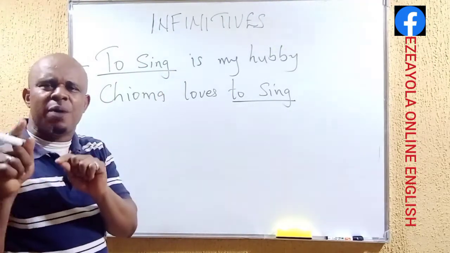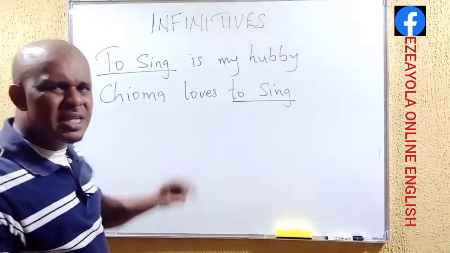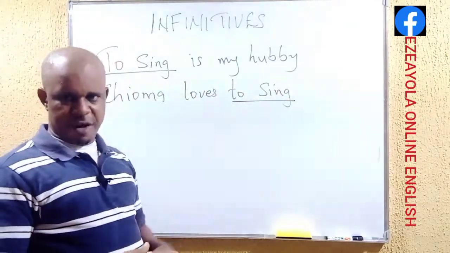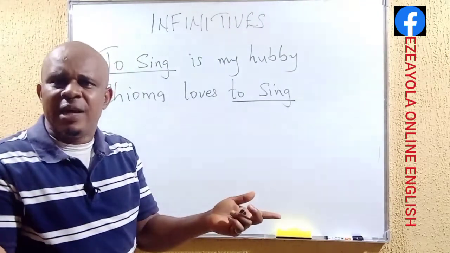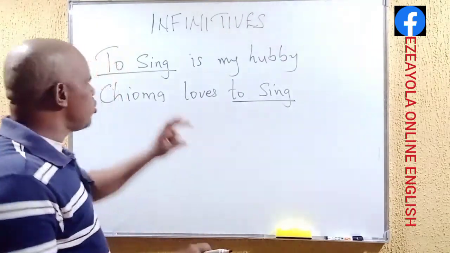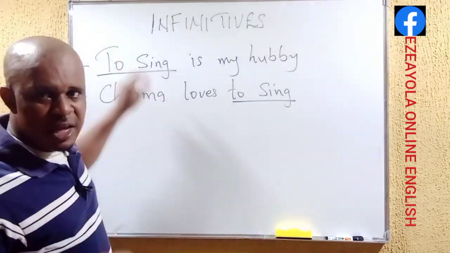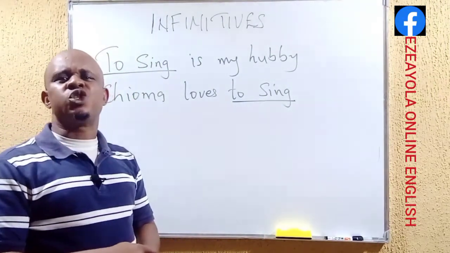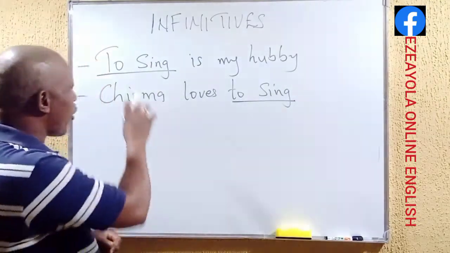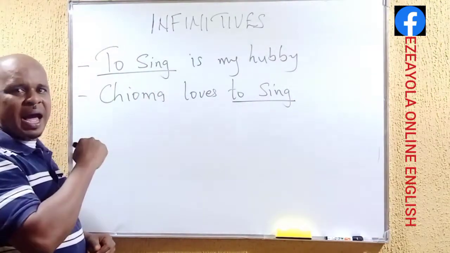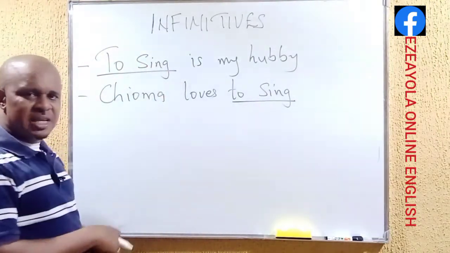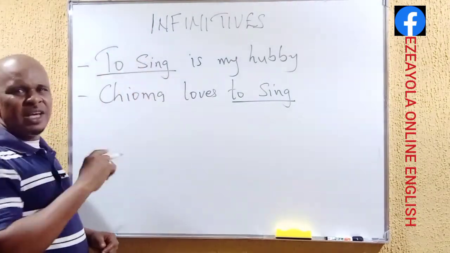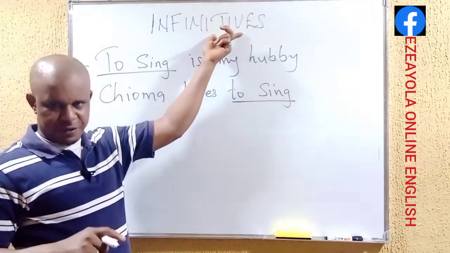We are talking about something. What are we referring to, which is my hobby? What we are referring to here is to sing. That to sing is now the subject matter. That's whatever we are talking about in this expression. And this type of noun is what we call infinitives.